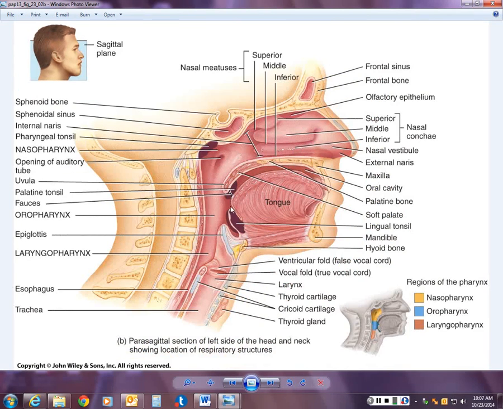So there you have the pharynx. Its three sections, all three being the naso, oro, and laryngopharynx. Keep in mind the structures located within each: the pharyngeal tonsil and also the opening of the auditory tube within the nasopharynx, soft palate, uvula, palatine tonsil, and lingual tonsil within the oropharynx. And then we had no major structures to make mention of within the laryngopharynx.